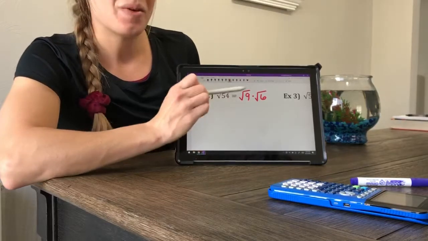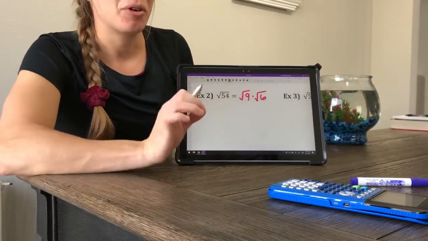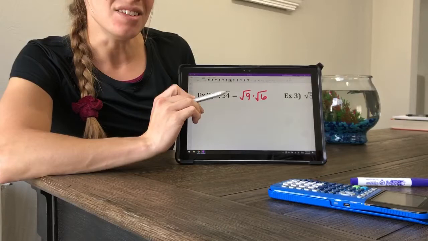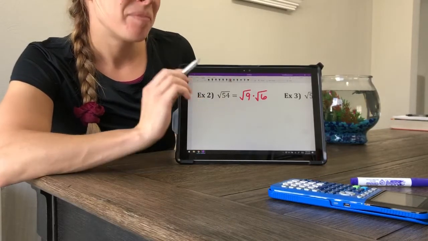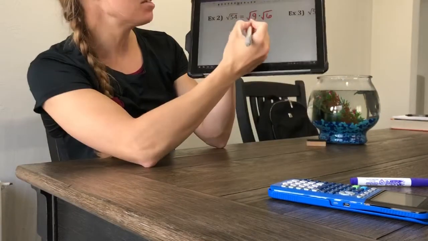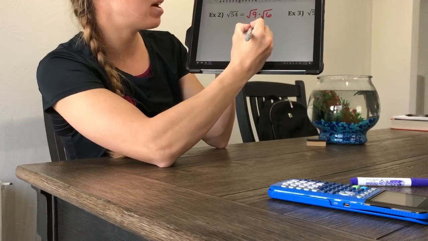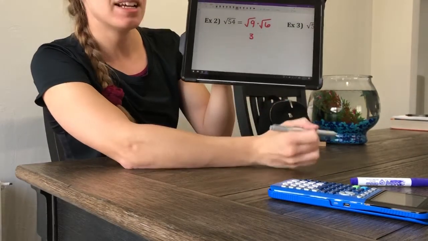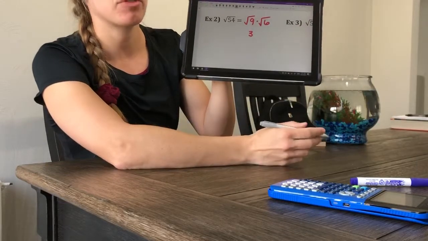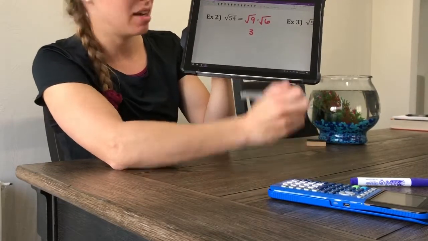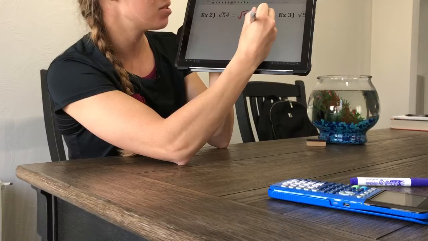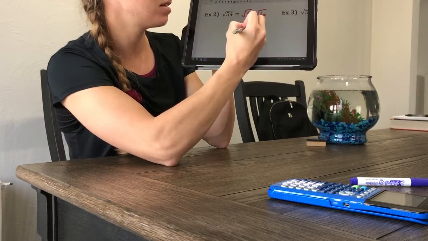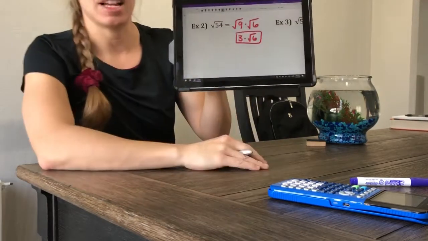But the reason that we like the square root of 9 is because it's a perfect square. So what is the square root of 9? 3. So this expression gets simplified to just a 3, and then the square root of 6 does not have a perfect square factor, so the square root of 6 is done. So it's just 3 times the square root of 6. And that's your final answer.